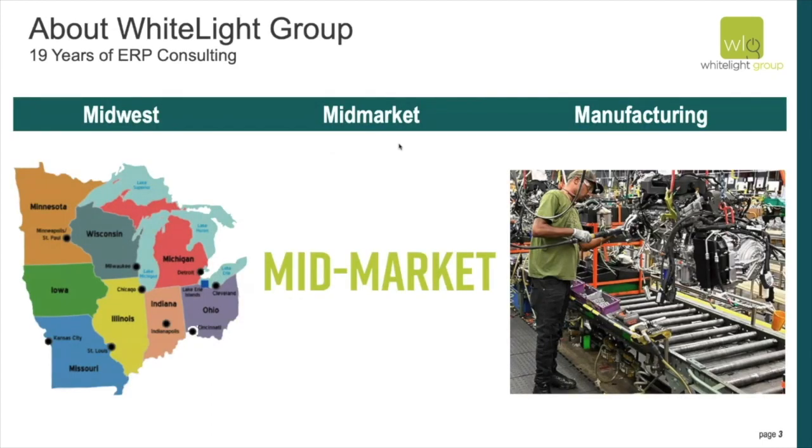So a little bit about White Light Group. White Light Group is a consulting firm that uses software solutions to optimize business processes. And we've been doing this for just about under 20 years now. We have offices in Wisconsin and Illinois, and primarily our customers are manufacturers, and they're usually headquartered in the Midwest area. However, we do work with global companies as well.